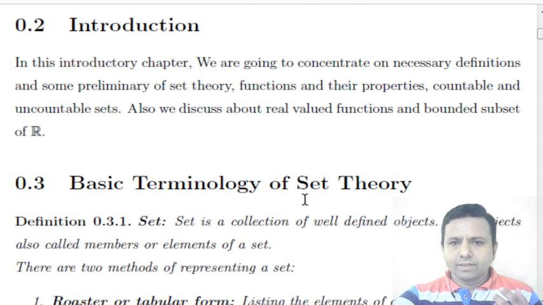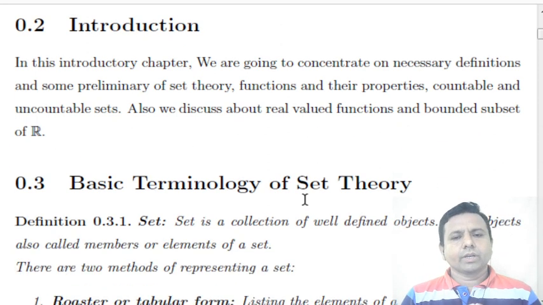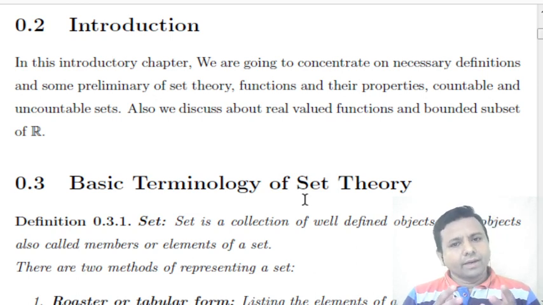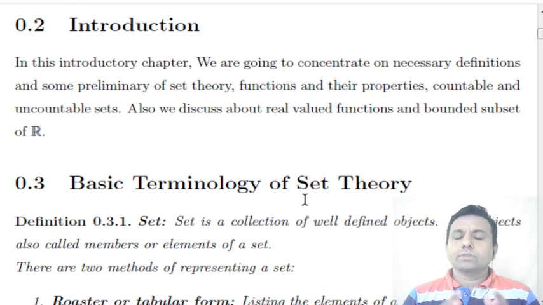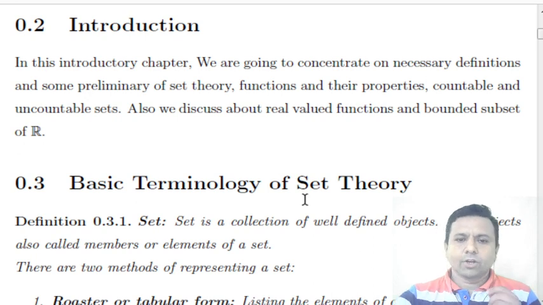Now let's start the introduction. In this introductory chapter, we are going to concentrate on necessary definitions and some preliminaries of set theory, functions and their properties, countable and uncountable sets. Also, we discuss real valued functions and bounded subsets of R.